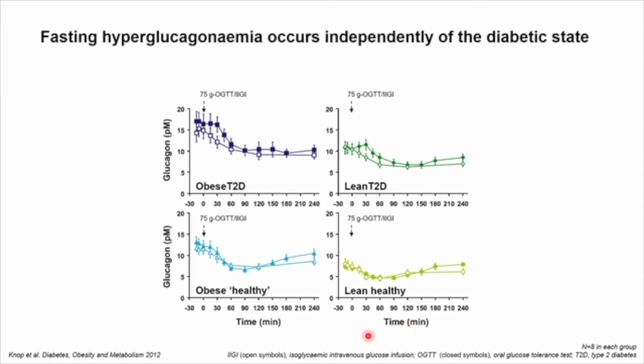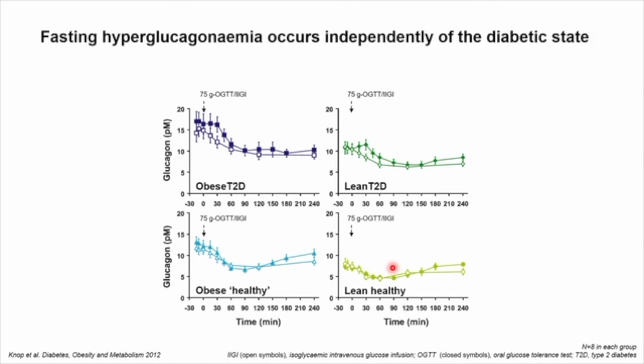Actually, we came onto the idea that the liver may be involved in this because of a study from 2012, where we compared obese patients with type 2 diabetes to lean patients with type 2 diabetes, and obese non-diabetic healthy controls to lean healthy controls with completely normal glucose tolerance. So what you see here are basically glucagon responses to either an oral glucose tolerance test or an IV glucose infusion administered to mimic the glucose concentrations during the oral test.